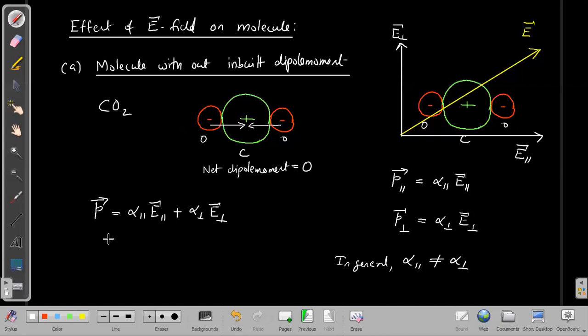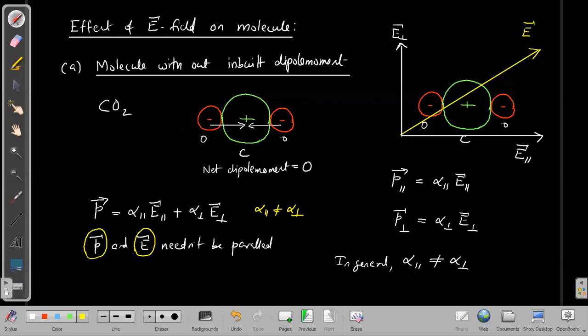Okay, so therefore in general P and E need not be parallel. That means the induced dipole moment may not be along the same direction as the applied electric field. It may be along a different direction, because these alpha parallel and alpha perpendicular are not the same. Then the induced dipole moment and the applied electric field may be aligned along different directions.